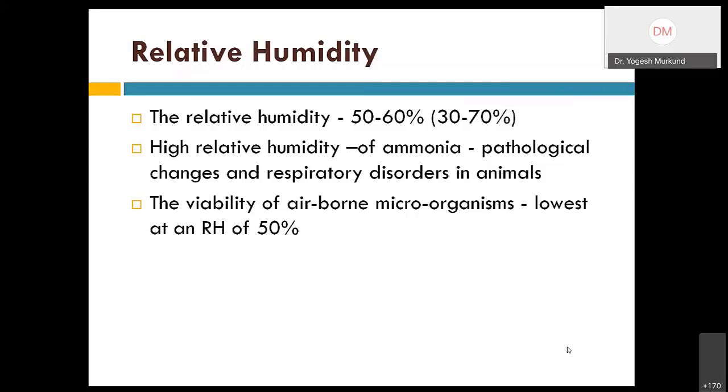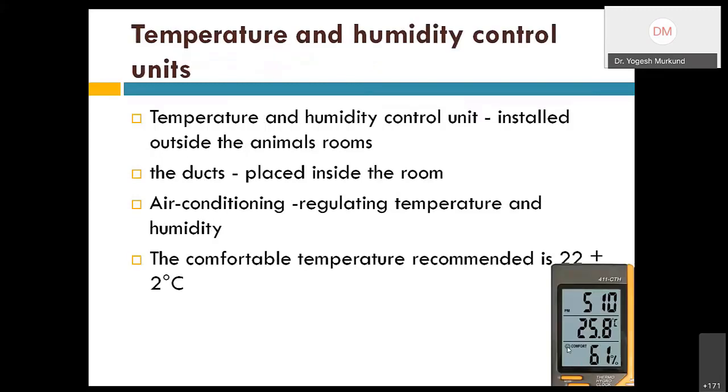Relative humidity, ideally you can keep it at 50 to 60. The allowed range is 30 to 70. We know that high relative humidity can cause a buildup of ammonia, which can cause a lot of respiratory disorders in animals. And even airborne microorganisms can increase at the lowest level.